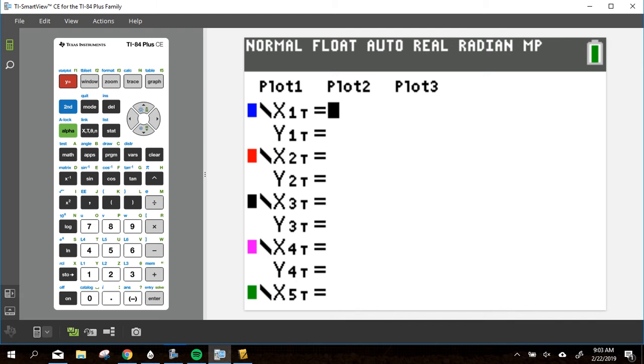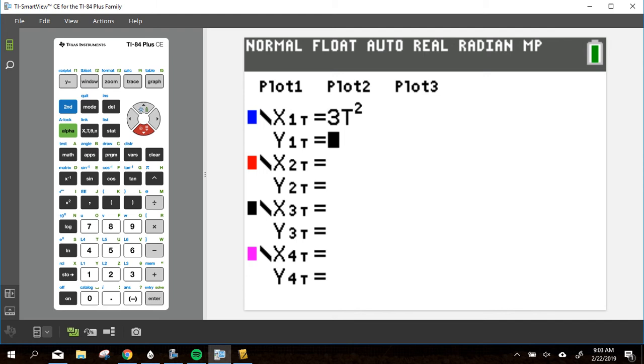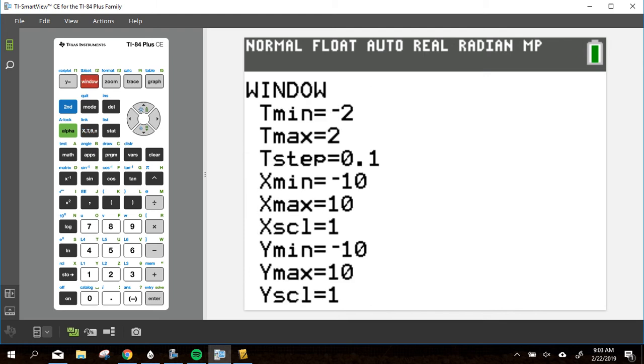So if you look here, for my blue line, I have an x sub 1 equation and a y sub 1 equation. I need to fill in both in order to graph it. My x sub 1 equation was 3t squared. For my y1 equation, that was 2t. Let's hit the window button because there's going to be some things that matter in this window. I only want to graph what I care about here. Remember that my interval went from -2 to 2. So notice what my t min is and what my t max is: -2 to 2. That's the time I care about.